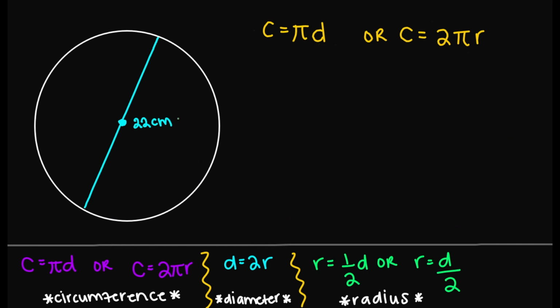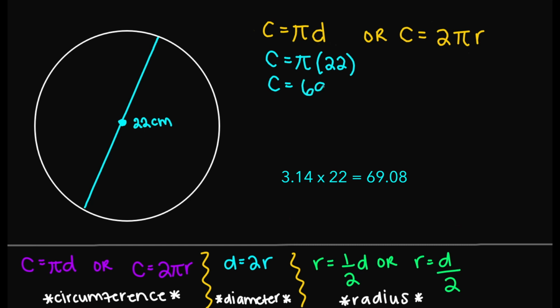Let's look at this example here. So let's say my diameter is 22 centimeters, and we need to find the circumference of my circle with a diameter of 22. So I'm going to do c equals pi times my diameter. This is going to be 22. So 22 times pi, this is going to give you approximately 69.08 centimeters. So let's say we use this formula here, 2 pi r, and we need to find the radius.